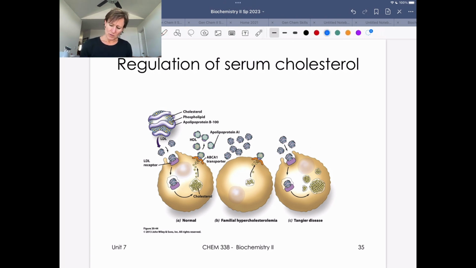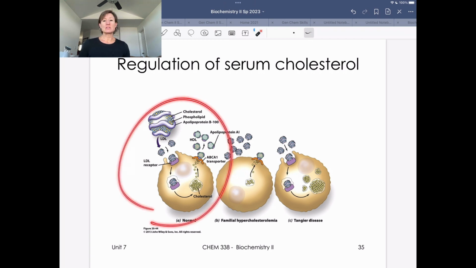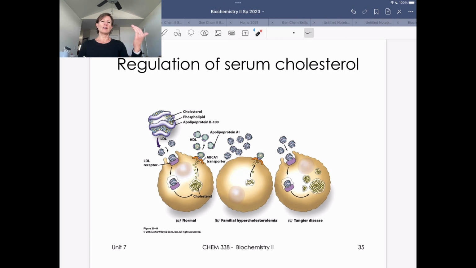So first, we've got three images here that we're going to talk about. First, I'm going to highlight what happens in the normal situation. And then we'll talk about an uptake issue and an export issue that result in two different disease states. Okay, so normal situation here.